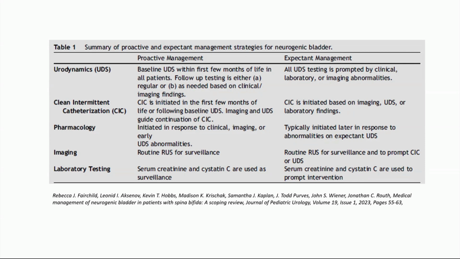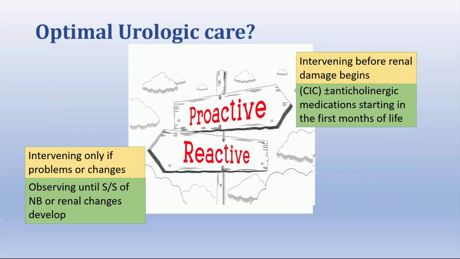In the expectant approach, on the other hand, the renal bladder ultrasound imaging is completed as a part of the initial assessment and is repeated on follow-up surveillance scans. But the invasive diagnostics such as urodynamics are not routinely performed unless other findings suggest upper urinary tract changes. And a formal urodynamic evaluation, once done, determines whether to go for CIC or anticholinergics. But out of these two approaches, which one is optimal is still not well defined.